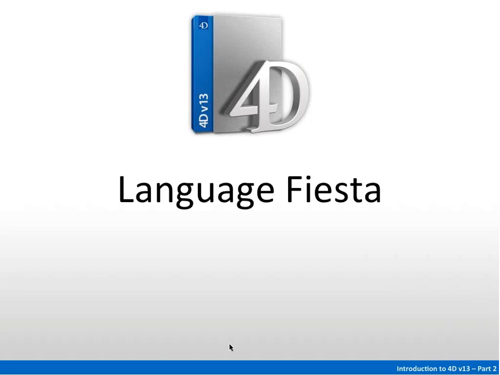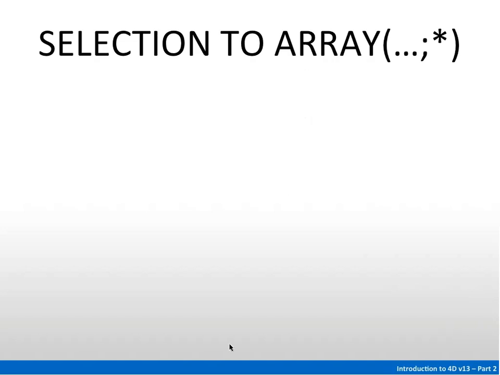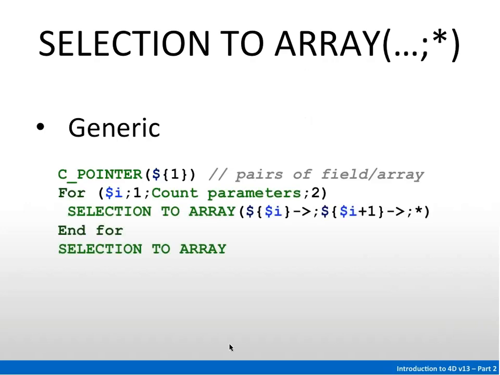I'll give you one example. The SELECTION TO ARRAY command has been enhanced in v13. You know how we enhance a command? We add the star parameter. Very important. What this allows you to do is use SELECTION TO ARRAY kind of like the way you do QUERY, so you can write generic code. Here's a simple example of a for loop. I'm looping over pointers to fields and arrays, calling SELECTION TO ARRAY until I run out of pointers.